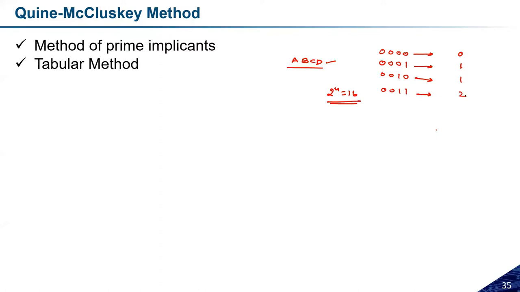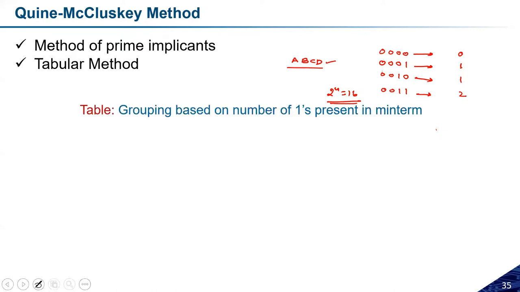So the first step to apply the Quine-McCluskey method to solve any function is to group all the possible combinations based on the number of 1s available in that pattern. This is the first step we have to do: grouping based on the number of 1s present in the minterm. For 4 variables, the first possibility is that no 1 is present. The second possibility is that any one bit is logic high. The next is that any 2 bits are high, then any 3 bits are high, and the last is that all the bits are high.